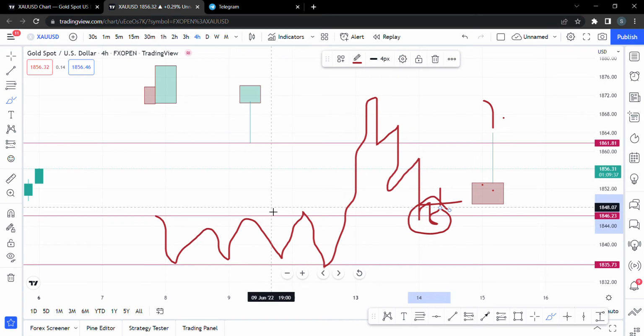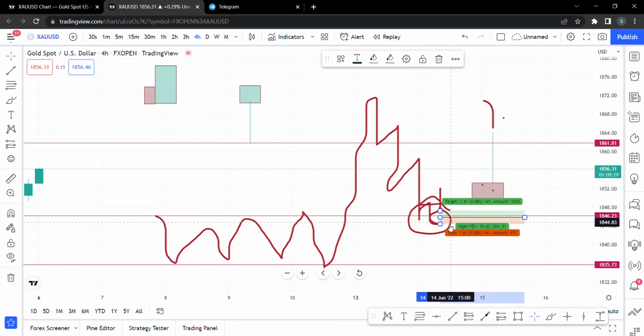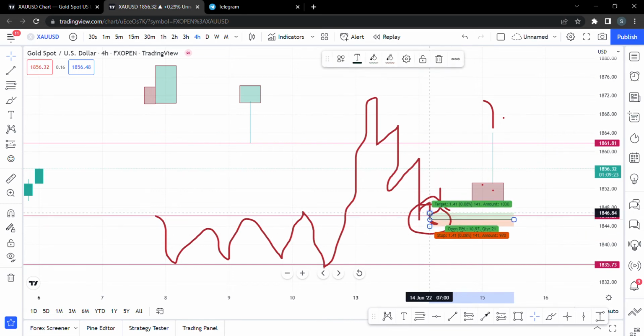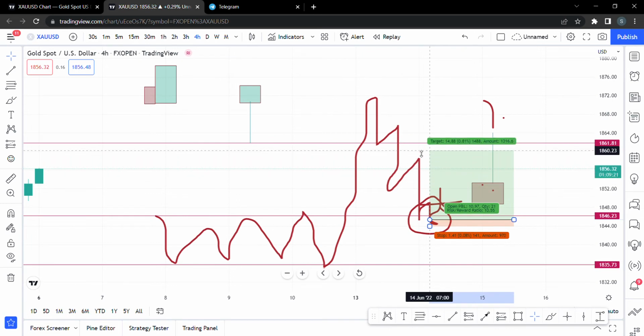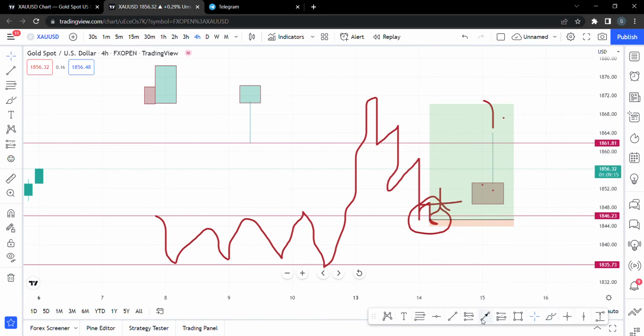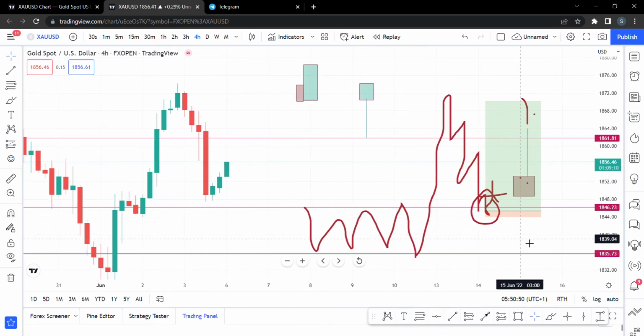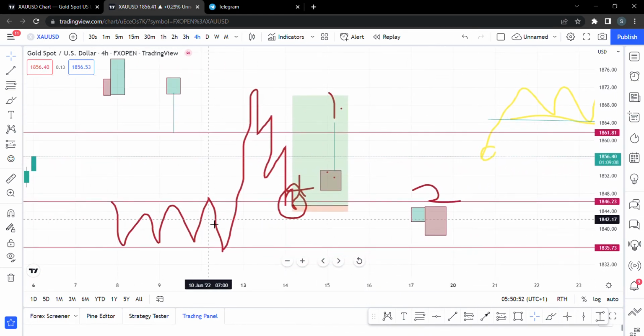Now, when you put your stop loss, the stop loss will just be this for the long position. Stop loss will be just below the W formation, and your target is minimum the last resistance. Minimum the last resistance.